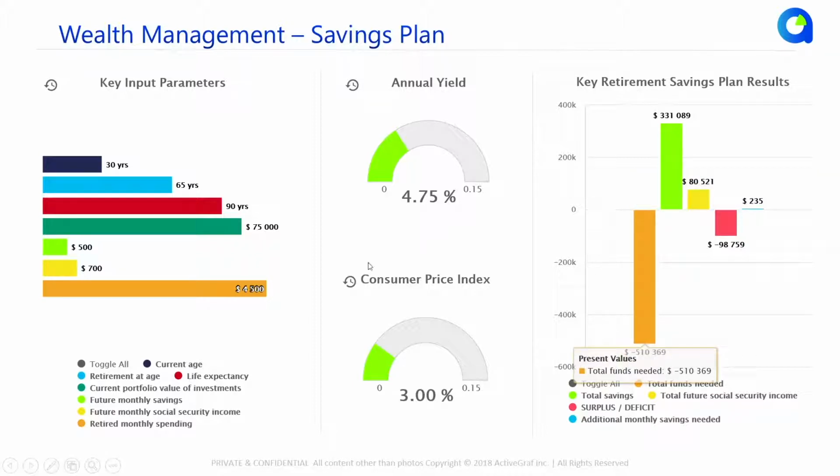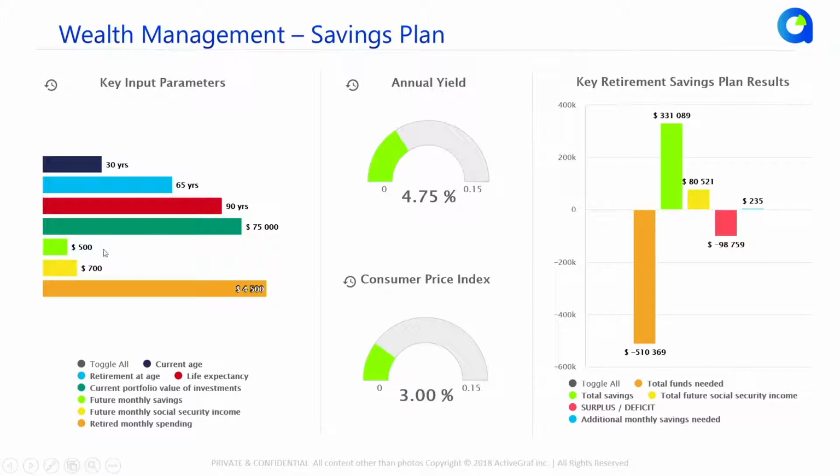With a standard presentation, as I explained to you, that would be the process. They would discuss it, see what kind of different parameters the client would like, maybe cut back on spending after retirement or save more. With ActiveGraf, you can actually run those scenarios in real time.